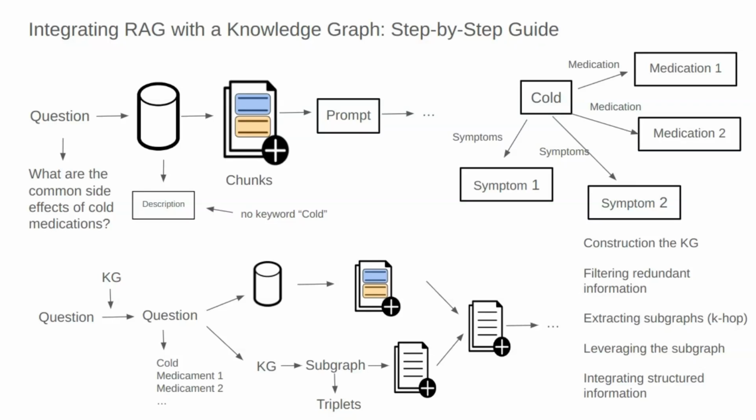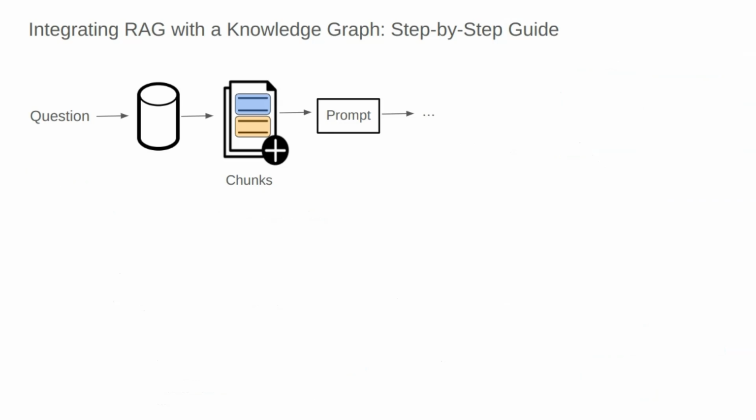In this video, I will discuss how to integrate knowledge graphs into the RAG process. The first question we need to consider is why. This is the classic RAG process. Given a question, we retrieve related chunks from the vector database, and then include these chunks in the prompt to call a large language model.